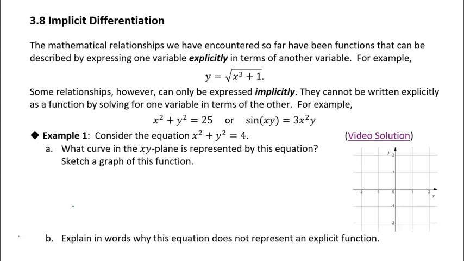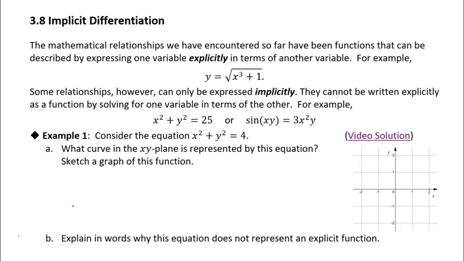We have this relationship x squared plus y squared equals 4. The first question is just asking us to figure out what curve in the xy plane is represented by this equation. Well, some of you might recognize the form of this equation, but if you don't, what you can do is just put in some values for x or some values for y and then solve for the other variable. So for example, if you put in y equals 0, then you get x squared equals 4, so you would get plus or minus 2.